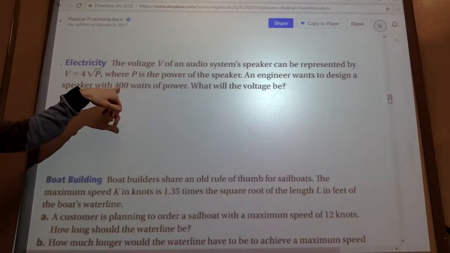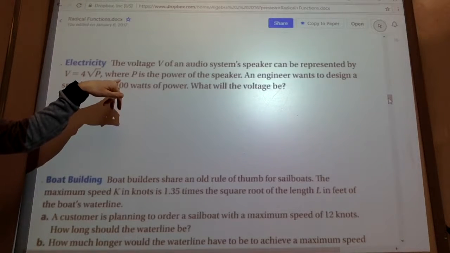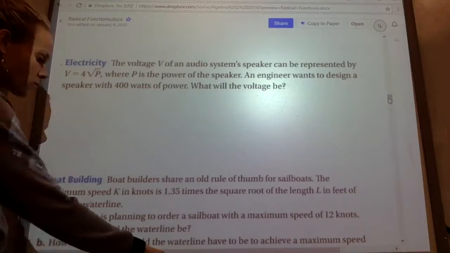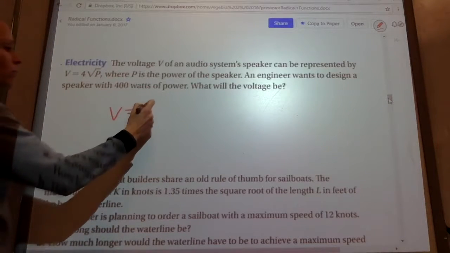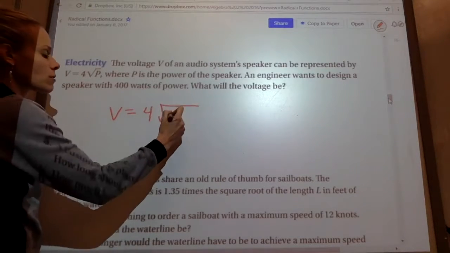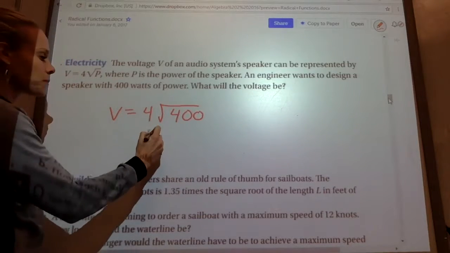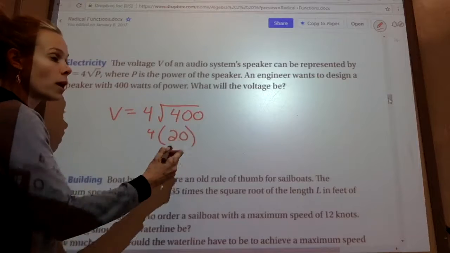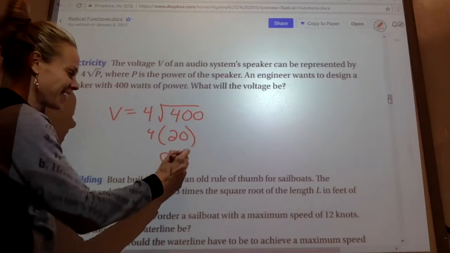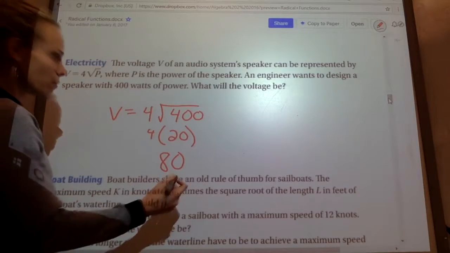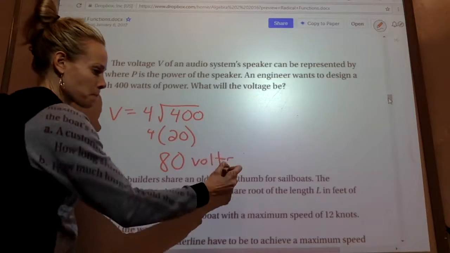So I'm going to put 400 in for what variable, V or P? P, very good. So volts is going to equal 4 times the square root of 400. What's the square root of 400? 20. Good. So it'd be 80 volts. That's it?